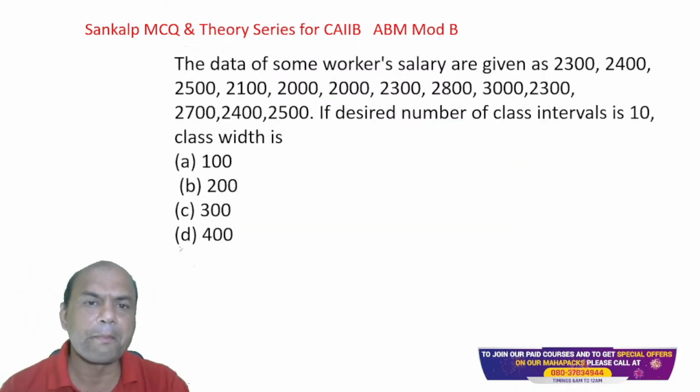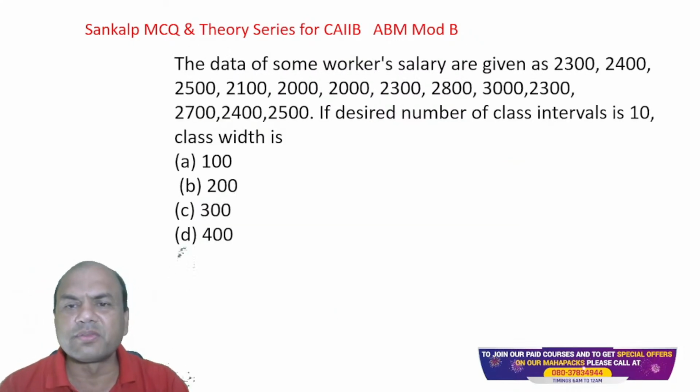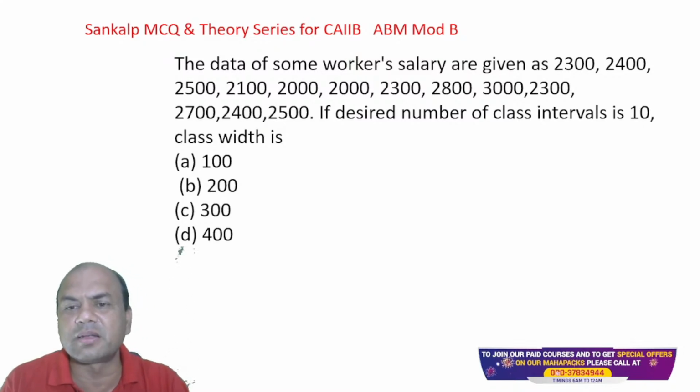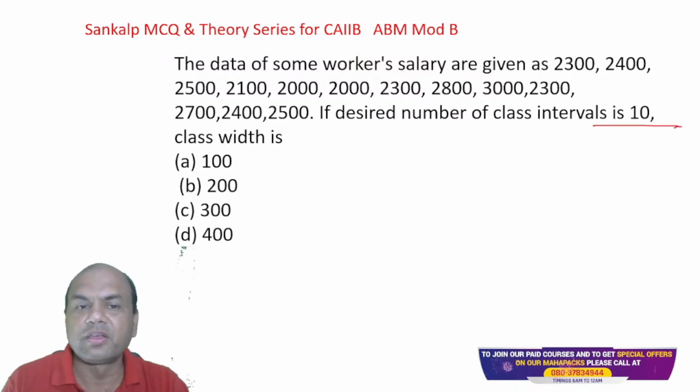Okay. The data of some workers is given, 2300. All these numbers are given. If the desired number of class intervals is 10, what is the class width? Now this you might have done earlier. I might have taken it earlier also. See here, it's very simple.